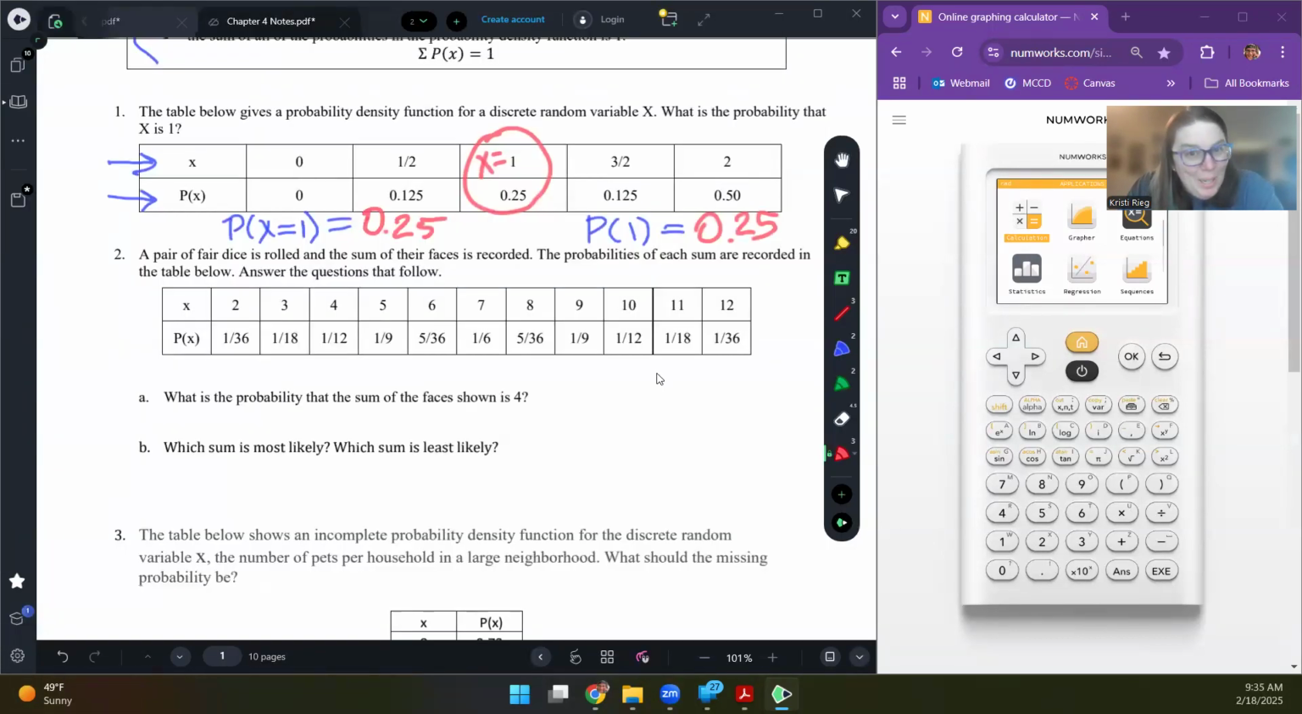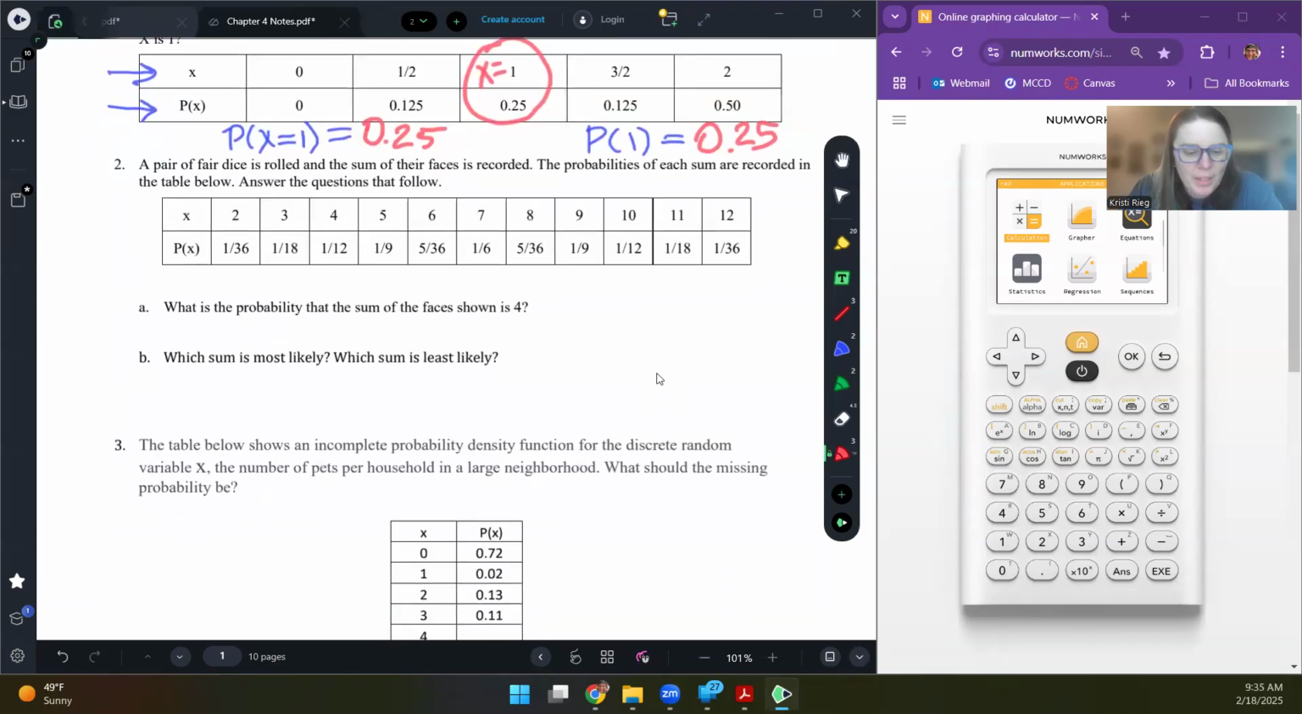Okay, here we are. It says a pair of fair dice is rolled and the sum of their faces is recorded. Anytime it says fair dice, you're allowed to assume it's six-sided. If it is more than 6 sides, it'll tell you. The probabilities of each sum are recorded. Before we do this problem, let's think about what it's saying. I want to go into detail with this one because we're going to see this example a few more times, I think in the next video.